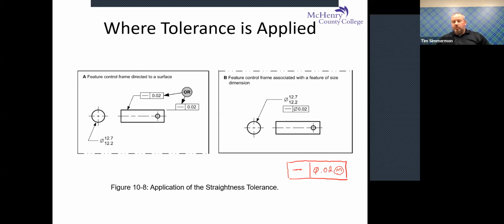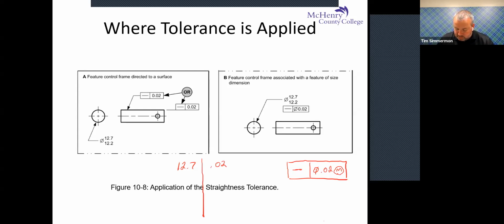So based on everybody's homework, what is maximum material condition of this diameter? 12.7. So 12.7 is maximum material condition. So at 12.7, our straightness tolerance is 0.02.